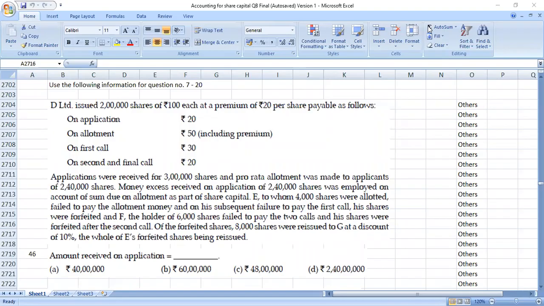So we'll continue with reissue of forfeited shares. I think this is the fourth part. இது முன்னாடி parts எல்லாம் பார்க்கல அப்படின்னா பார்த்துக்கோங்க so that you'll understand. Case study kind of question. I wouldn't call it a case study.